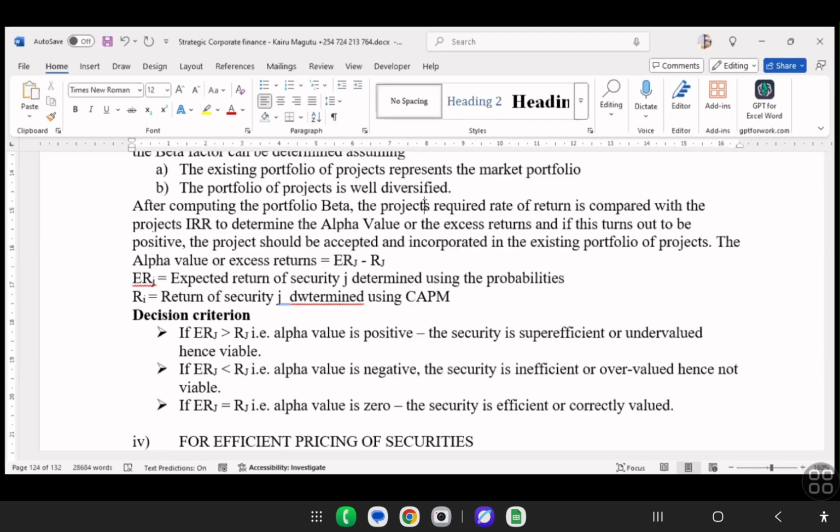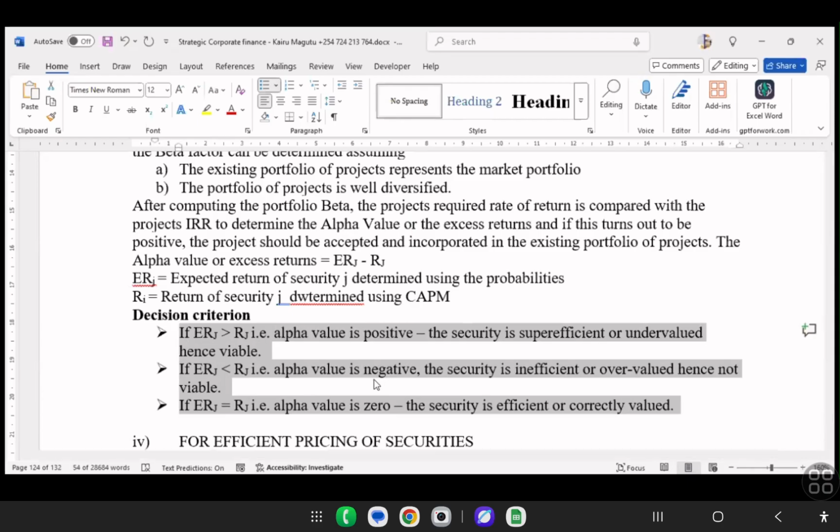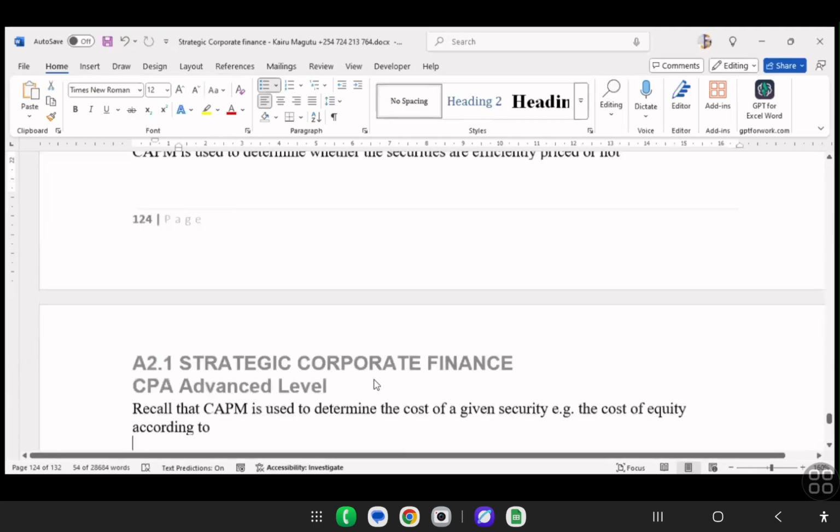And if the expected return of J is equal to the return of J, meaning that the alpha value is 0, then the security is said to be efficient and it is correctly valued. Note this point. These are the ones that you find mostly in an examination, where you are required to tell whether a security is super efficient, meaning it is undervalued, is it inefficient, meaning that it is overvalued, or it is efficient, meaning that it is correctly valued. That is a very critical item.